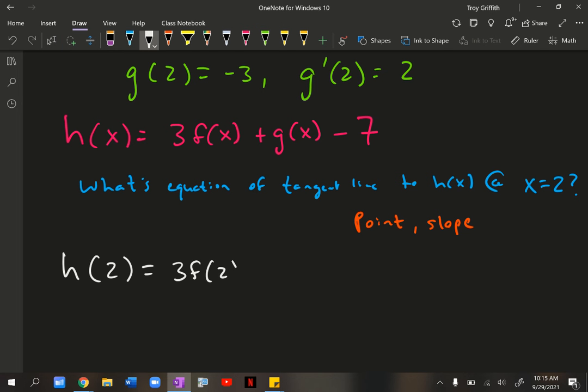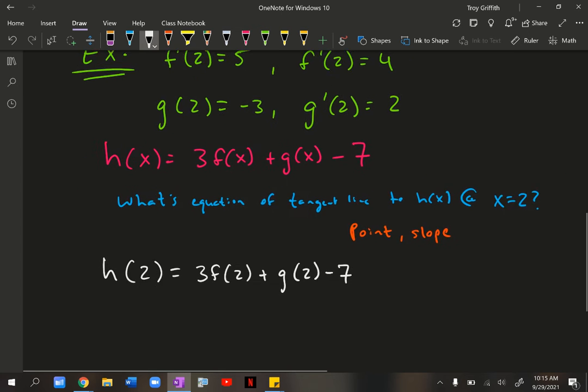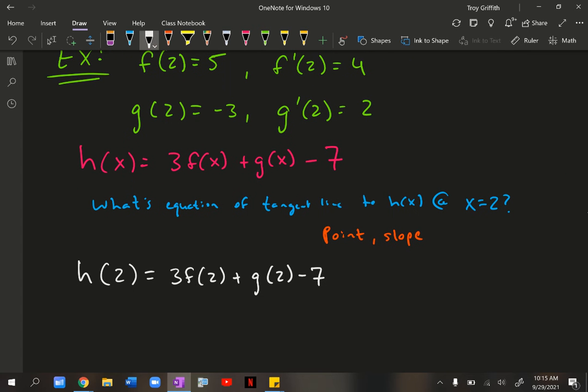Everywhere I see an x, I'm going to plug in 2. And we should have enough information to do this as presented, because we were told that f of 2 was 5, so I'm going to replace this with a 5. And we were told that g of 2 was negative 3, so I'm going to replace this with a negative 3. And I'll do some math. So 3 times 5 is 15, minus 3, minus 7, that's 12 minus 7, that is 5. So therefore, my point is (2, 5).